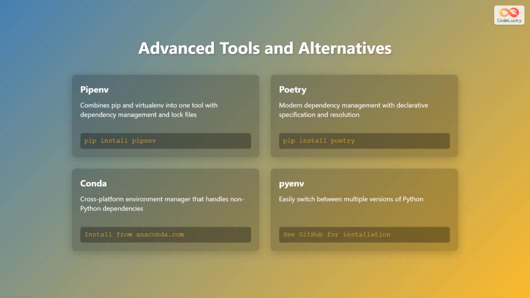For more advanced dependency management, consider using tools like Pipenv, which combines pip and virtualenv with dependency management and lock files. Install it using pip install pipenv. Poetry is another modern dependency management tool with declarative specification and resolution, installed via pip install poetry. Conda is a cross-platform environment manager that handles non-Python dependencies and can be installed from anaconda.com. Lastly, pyenv allows you to easily switch between multiple versions of Python. See its GitHub page for installation instructions.